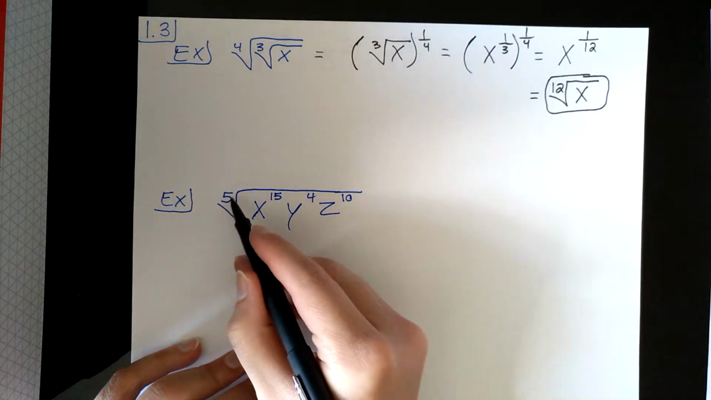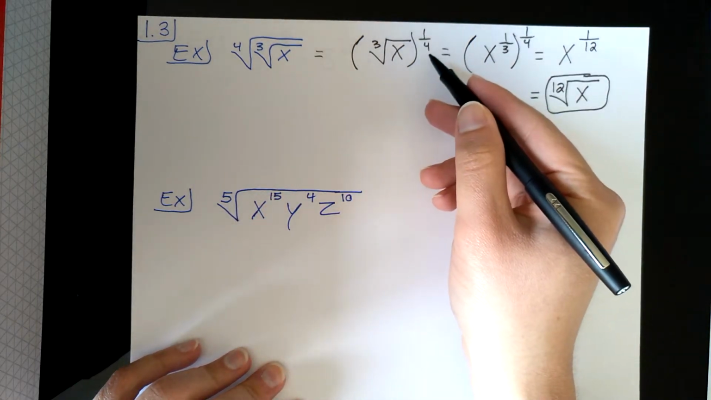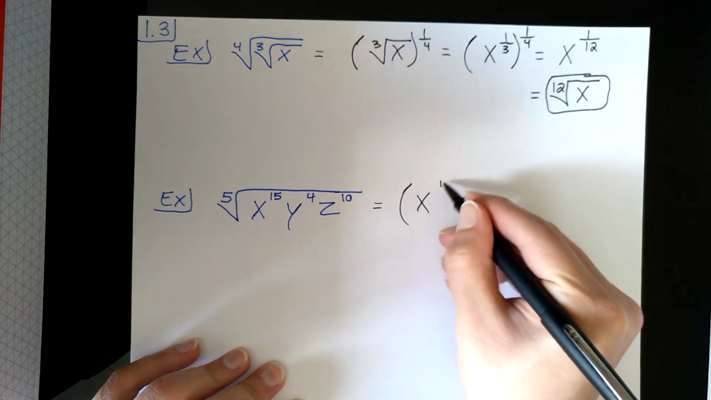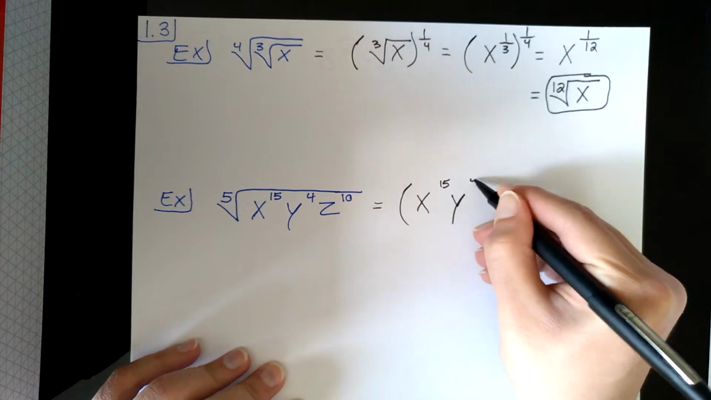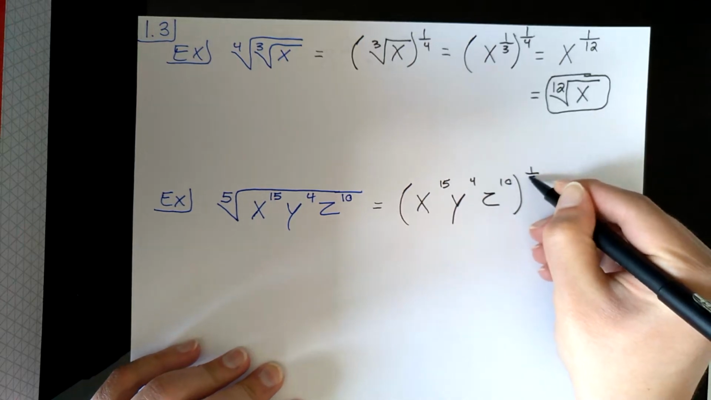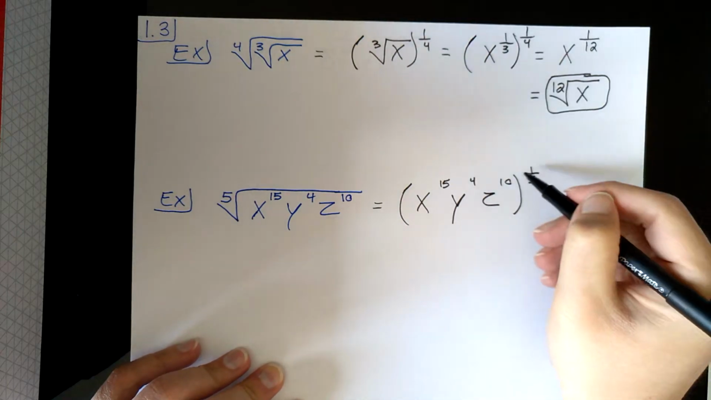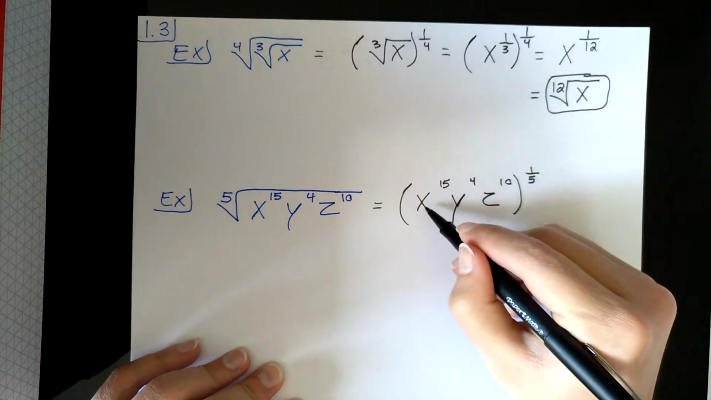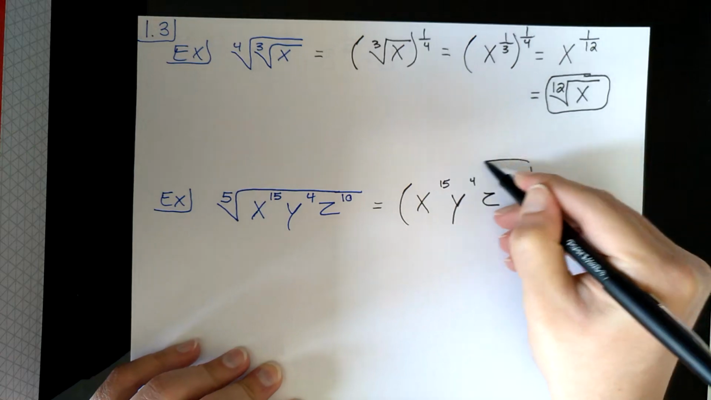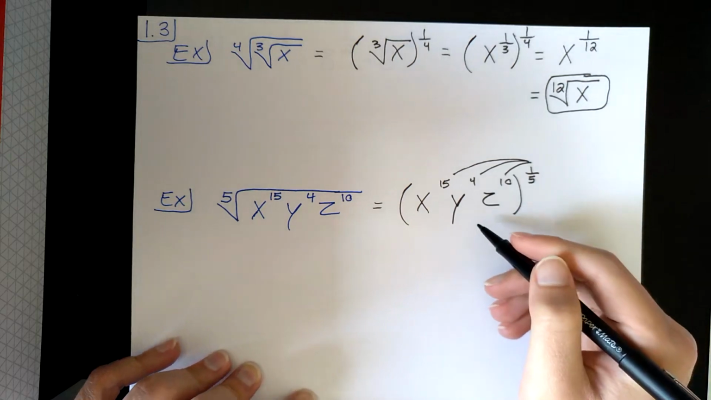The first thing we're going to do is notice that we have a fifth root, so we can change that to a 1/5 power instead of a 1/4 power like here. So we have x to the 15th, y to the 4th, z to the 10th, all to the 1/5 power. And with that, remember that whenever you have a bunch of values being multiplied together, all raised to an exponent, you can distribute the exponent to each term's exponent, multiplying them together.